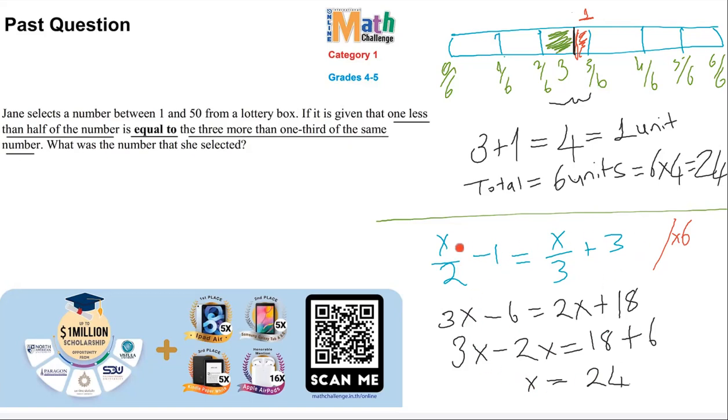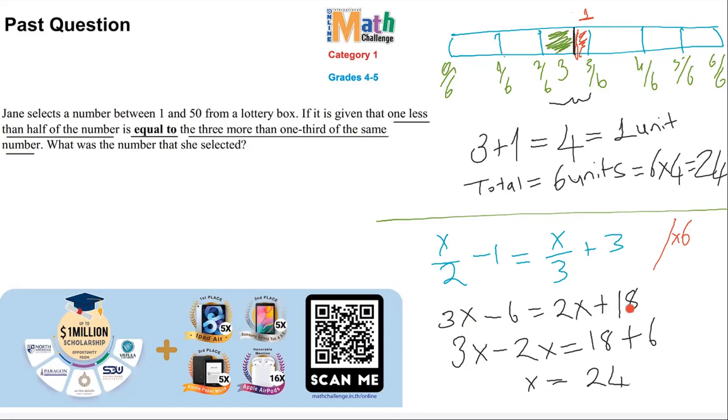So we need to choose a number x. 1 less than half of x is the first part, and 3 more than 1/3 of x, and they are equal. To solve this equation, we need to simplify these fractional parts. If we multiply by 6, 6 times x over 2 is 3x, 6 times 1 is 6, 6 times x over 3 is 2x, 6 times 3 is 18.